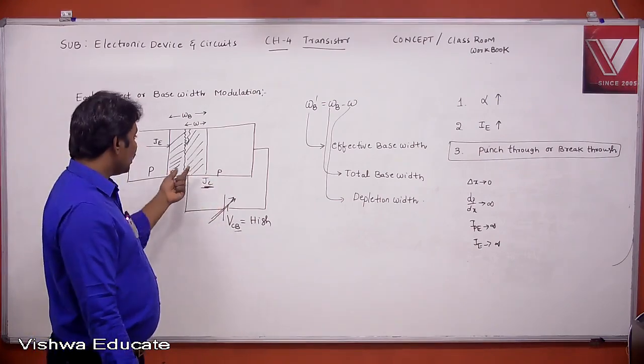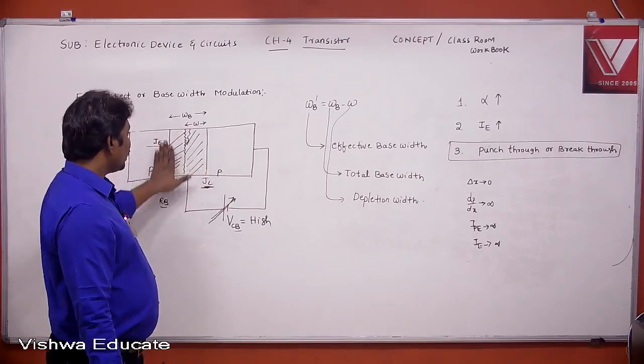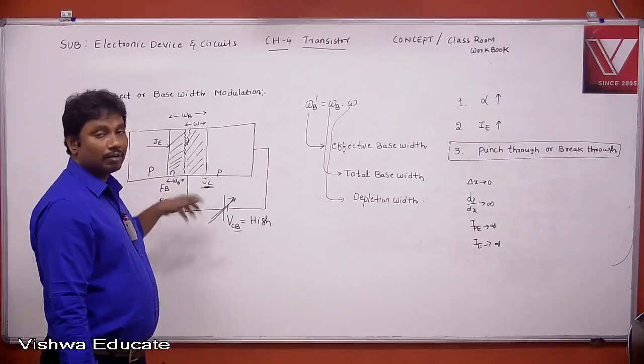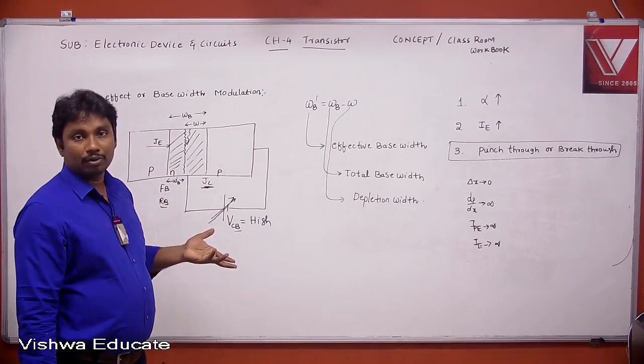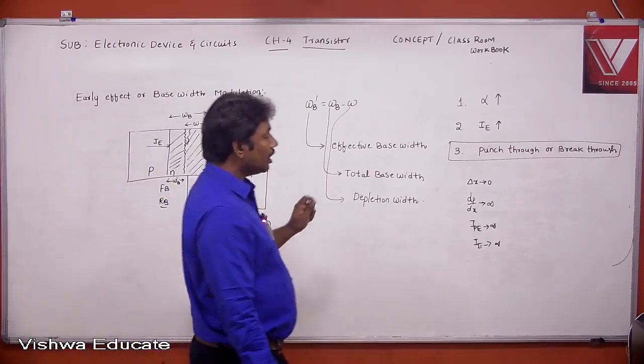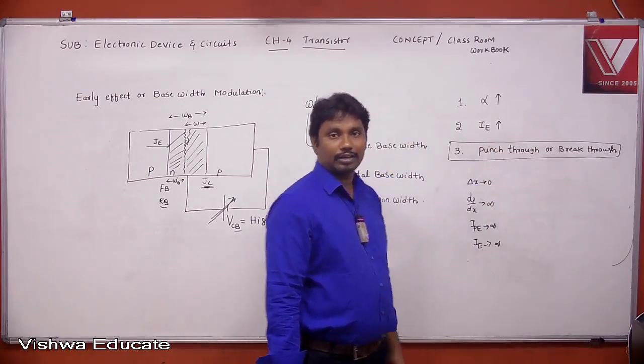Or we can also say whenever the depletion region fully occupies the base, a strong electric field is formed. This strong electric field may break down the BJT. This phenomenon is called punch through or breakthrough. Right? Write down.